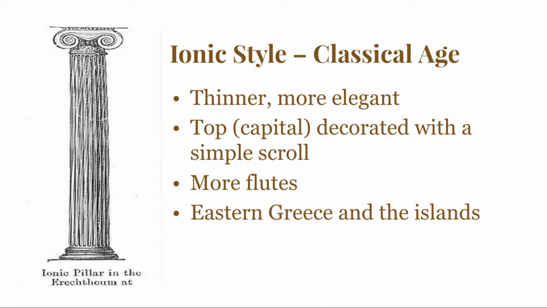Here's the second style, or the second order, the Ionic style, present during the Classical Age. These are characterized by being thinner and more elegant. The top, or capital here, is decorated with a simple scroll, and there are more flutes in the body of the column, making it appear thinner as well. You can find these in ancient Eastern Greece and the islands.